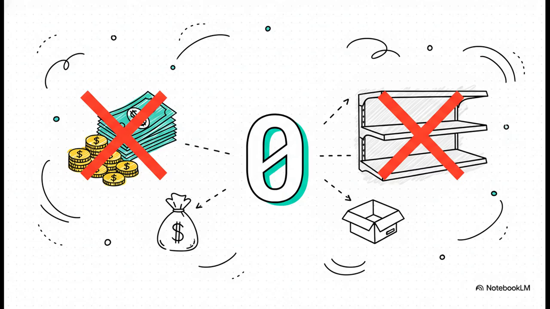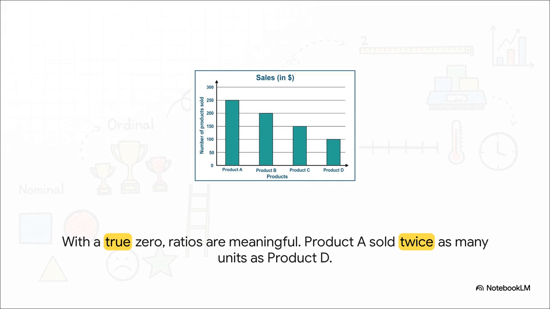When we're talking about revenue, $0 means literally no money came in. If we're talking about inventory, 0 units means the shelf is completely empty. This meaningful 0 is what finally makes those powerful ratio comparisons possible. Just look at the sales chart. See how the scale starts at a true 0? That means we can finally make these incredibly powerful statements using multiplication and division. We can definitively say that product A, with 250 units sold, sold twice as many as product C, which sold 125. All the math you can think of is finally on the table. This is, without a doubt, the most powerful level of data.